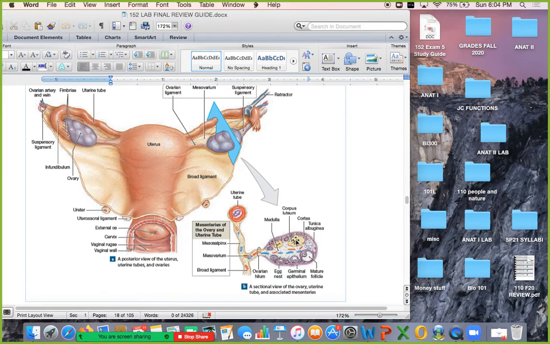The corpus luteum sustains the endometrial layer until pregnancy is determined to have occurred. If it's determined to have not occurred, then it becomes the corpus albicans, right, which I guess is not shown here. We also are going to have a cortex and a medulla, so an outer layer and an inner layer. You're going to see this obviously with a lot of different organs.